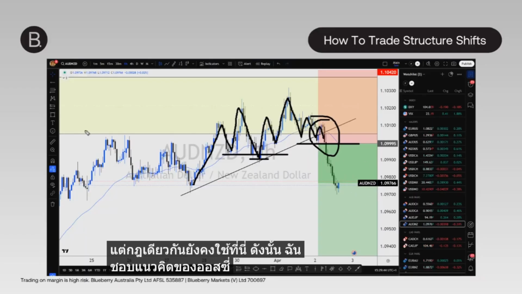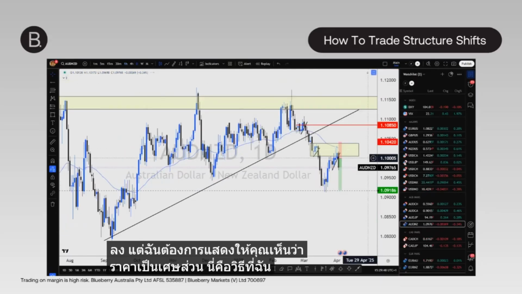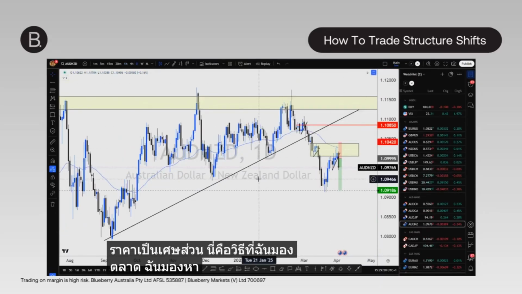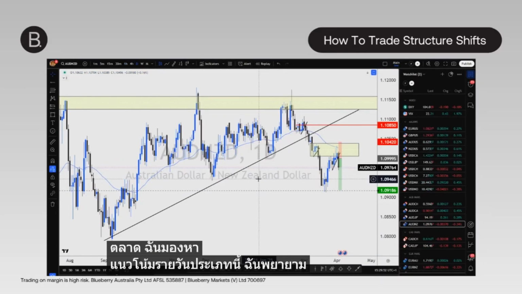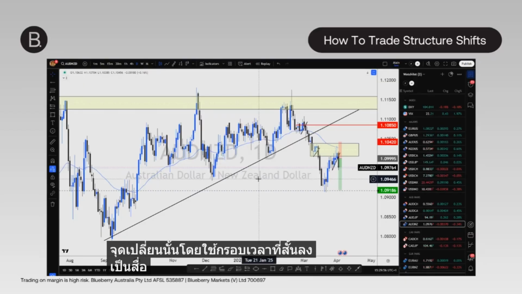So I like the idea of Aussie Kiwi moving lower, but I wanted to show you that price is fractal. This is how I look at the markets. I look for these kind of daily trends. I try and gauge whether we are going to get that turning point by using the lower time frame as my visual aid. So hopefully that makes sense to you.